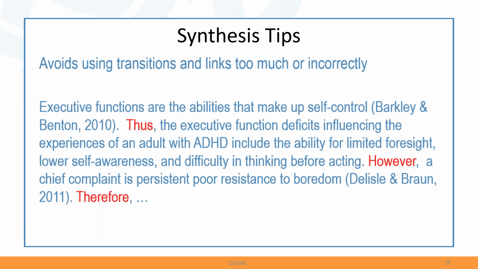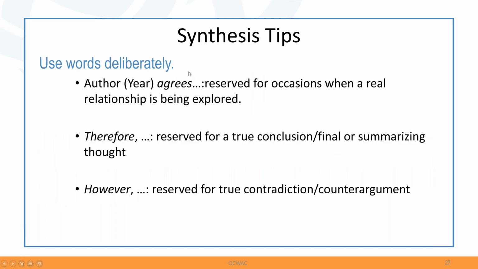So the word however should not be used unless you're presenting a really true contradiction. Unless point A really is contradicting point B, you should not have the word however. The words thus and therefore should be reserved for drawing a really true conclusion, right? You should not be using them in every paragraph, because not every paragraph is drawing a conclusion. So you really want to make sure you're being very intentional with how you're using transitional words. You're not forcing those relationships.